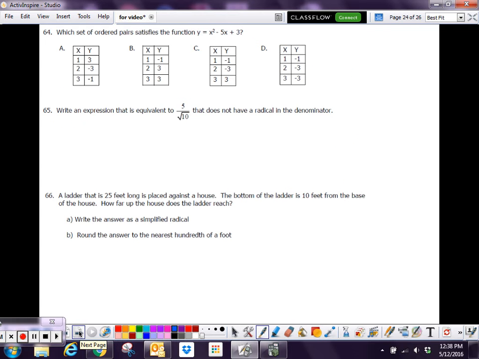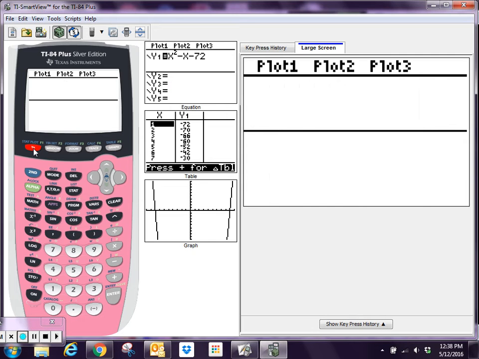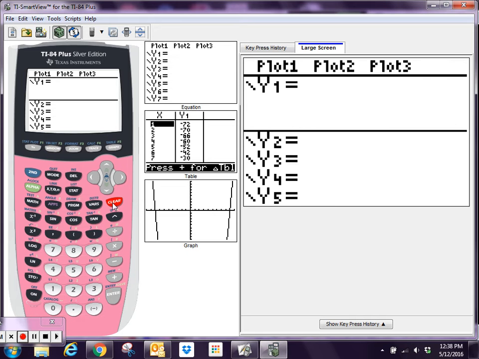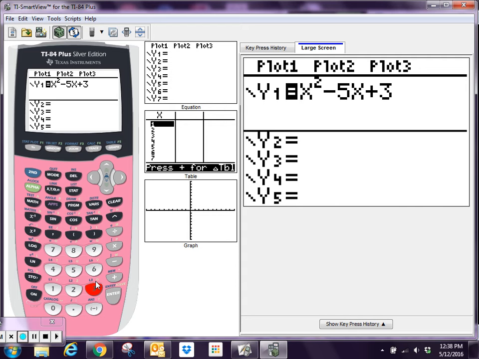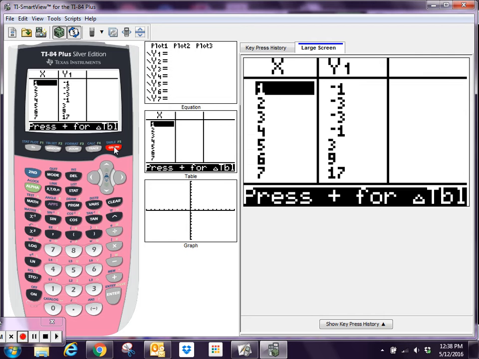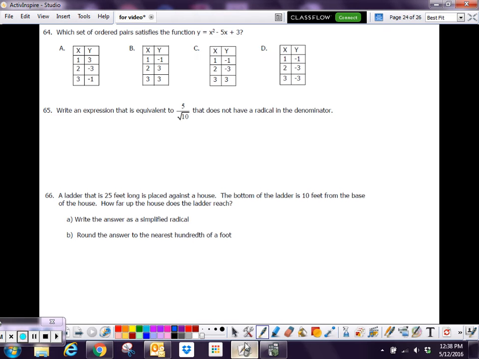All right, number 64, which set of ordered pairs satisfy that function? So I'm going to take that function and plug it in my y equals. I'm not even going to try to figure this out on my own. So I'm going to type in x squared minus 5x plus 3. And it looks like I'm comparing this to tables, so I'm going to pull up my table. I can see that one -1's in there, so that means answer choice A is gone. And I've got 2 -3, that means answer choice B is gone. And then I've got 3 -3, which means my answer here is D. Pretty straight up question here.